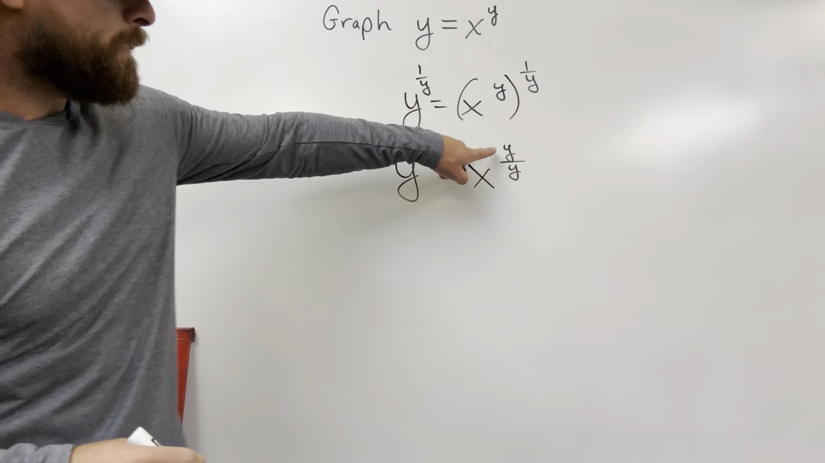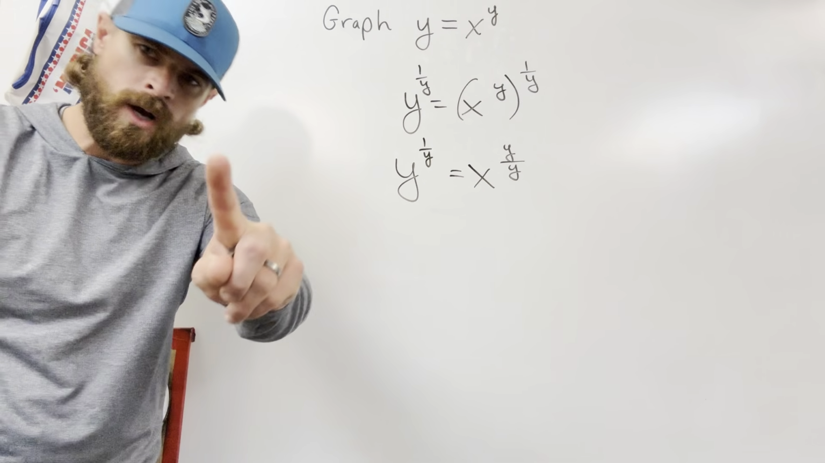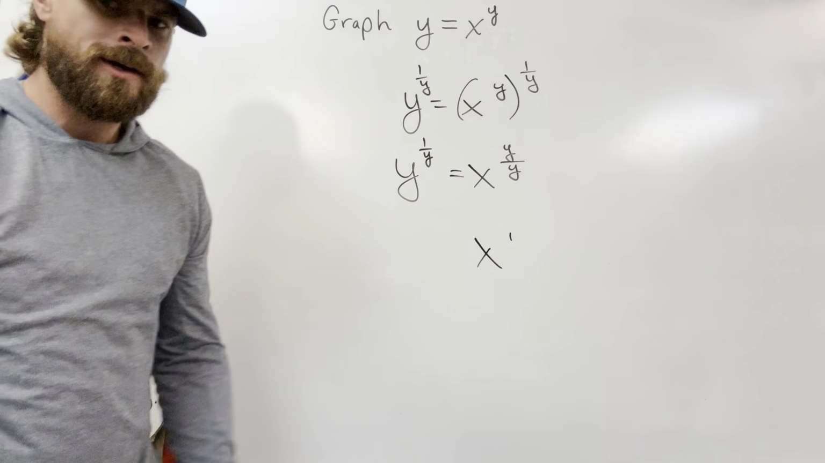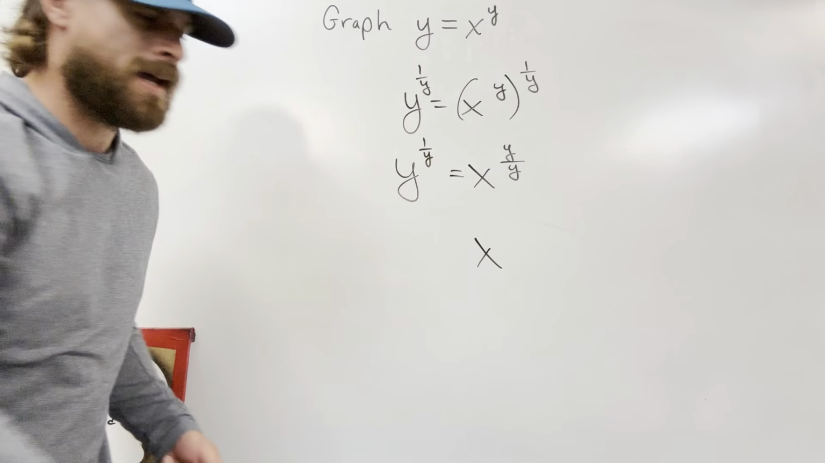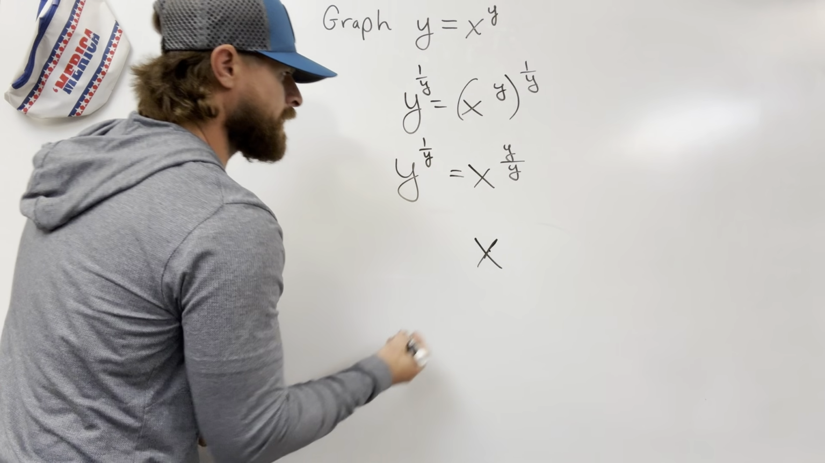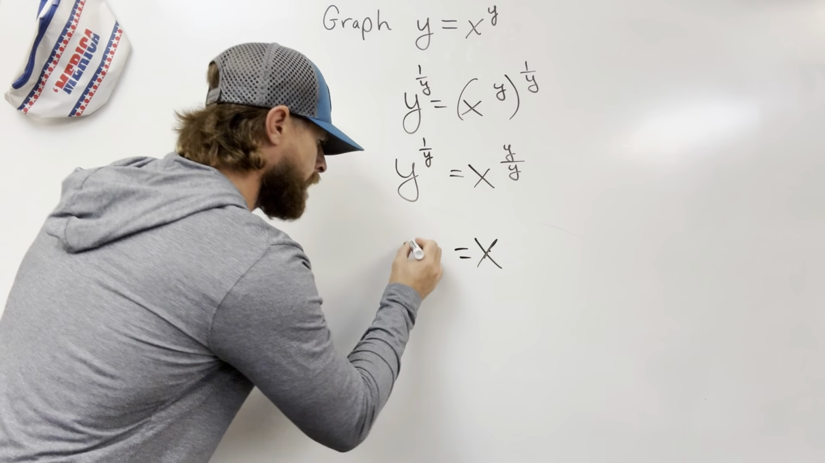Okay, now think about what y over y really means. Anything divided by itself equals 1. So now what we've really done is we've broken this down to x to the power of 1, which is no different than just x. Hey, look at that. X is now all alone and isolated on the right side. Okay, so now we know x is equal to y to the power of 1 over y.